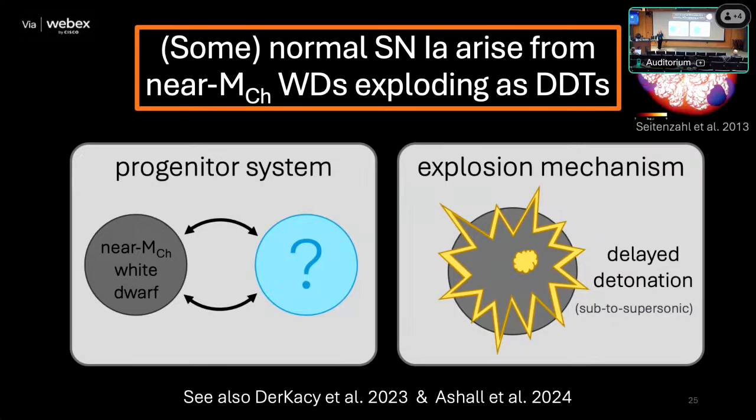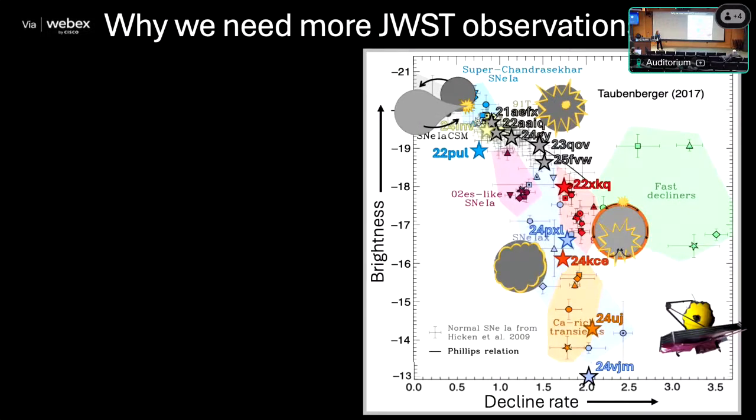Finally, we think that this is telling us that some normal 1As arise from near-Chandrasekhar mass white dwarfs exploding as delayed detonations, the slow to fast burning, but we really need to probe a larger sample to see if this can explain all of the normal 1As.